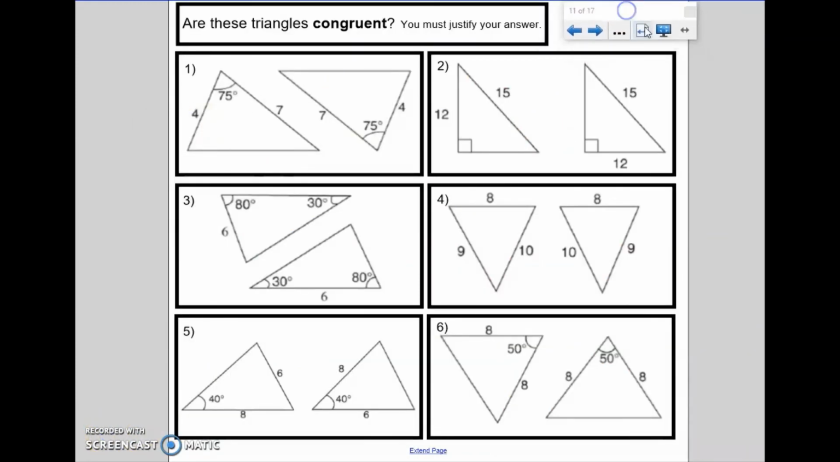Okay, so now it's your turn to have a go at a few questions. What I would like you to do is pause the video, and for each question 1 to 6, state yes or no, they are congruent. If you decide they are congruent, I would like a justification using one of the 4 proofs. And if they are not congruent, I would just like a little bit of an explanation as to why you think they are not congruent. Could you pause the video at this point and have a go at the 6 questions on the screen?